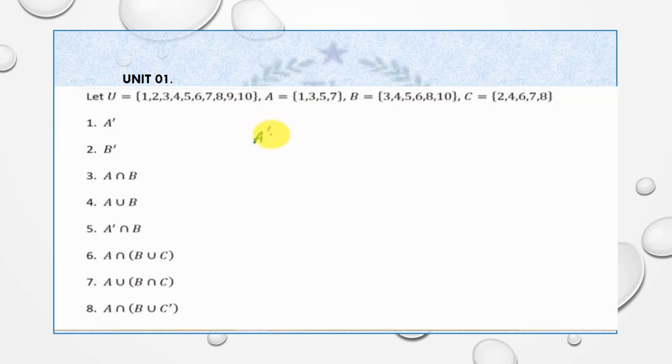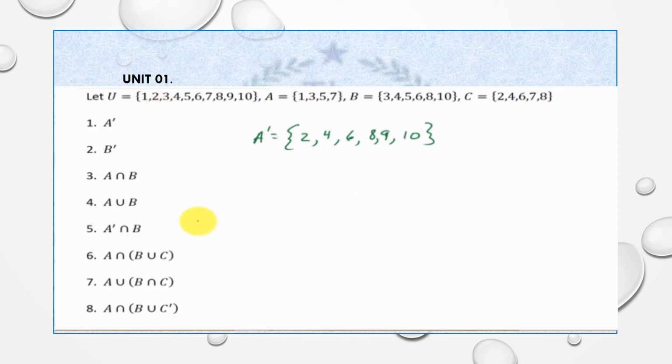So the complement of A is equal to, remember, 2, 4, 6, 8, 9, and 10. So there's the complement of A. Let me make sure I got everything. 1, 3, 5, 7. Yeah, that looks right.